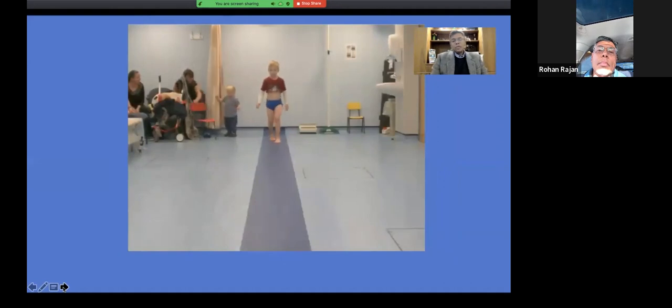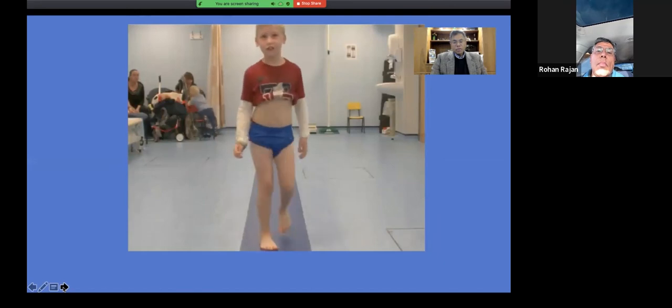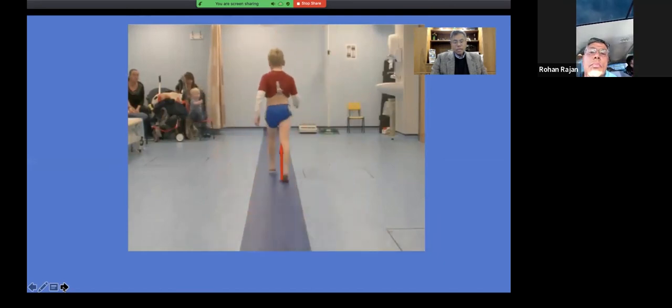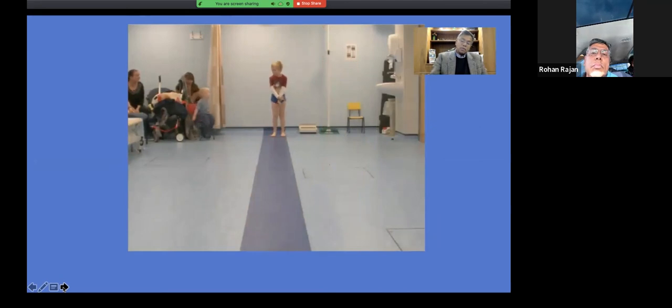So here's a patient walking over the force plate, and as he walks over the force plate, you can see where the ground reaction force is. You can tell the magnitude of the ground reaction force, and you can tell whether the ground reaction force is anterior or posterior to the hip and knee, especially with the sagittal videos. This is a coronal video.